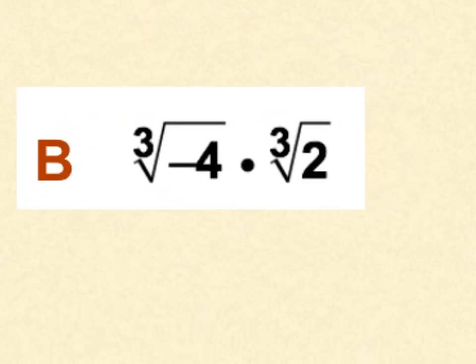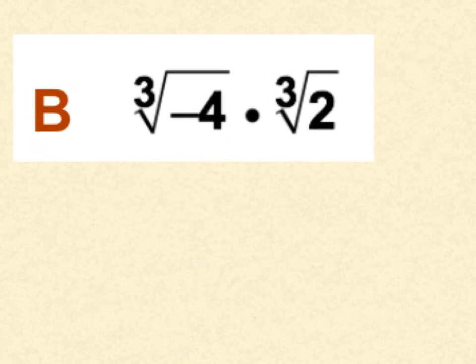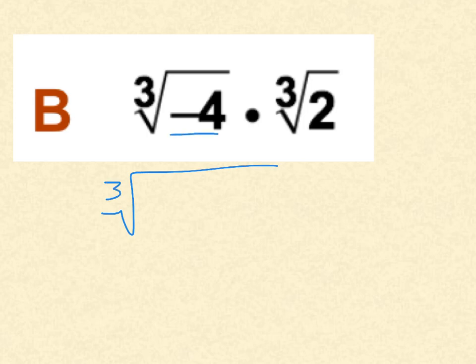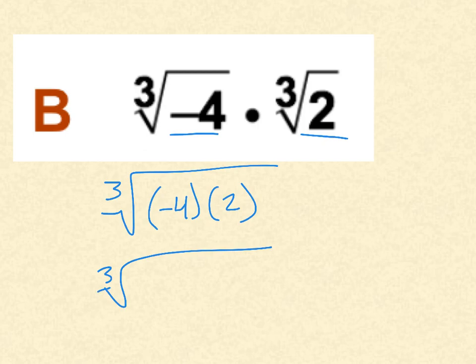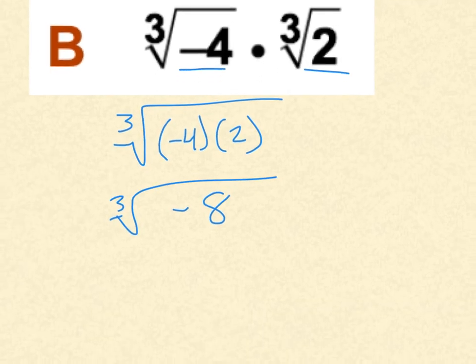So for B, can we combine these two? Yes. So we would have the cubed root, and we multiply the two numbers on the inside. So we would just multiply -4 times 2, which would be -8.